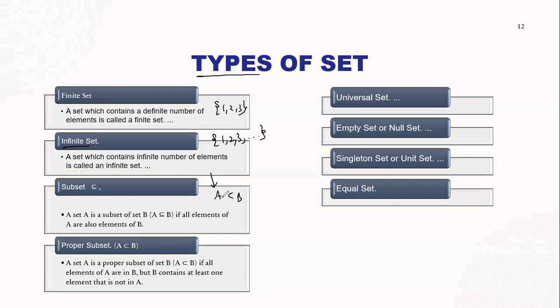Subset we will discuss later, and it means that the left set contains elements of B. A is a subset of B, or basically A is derived from B. We will discuss this one later.